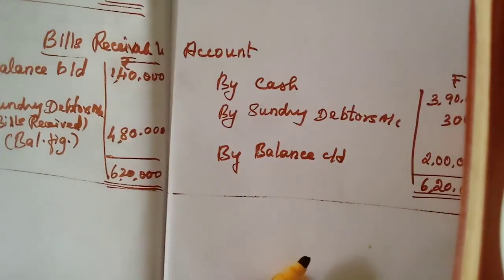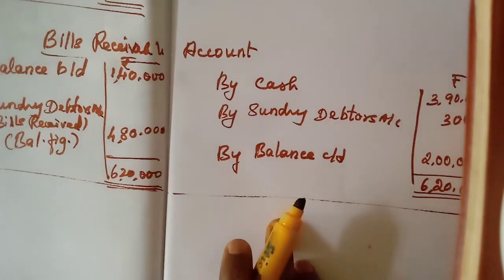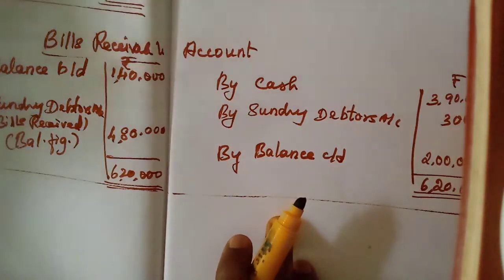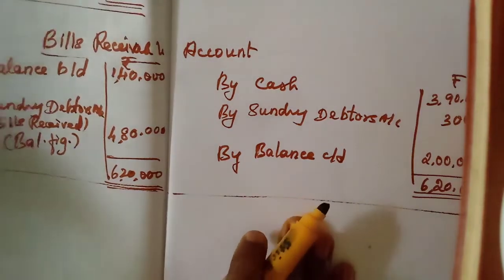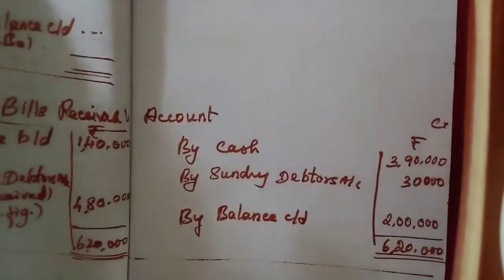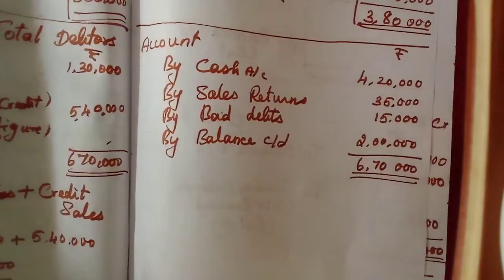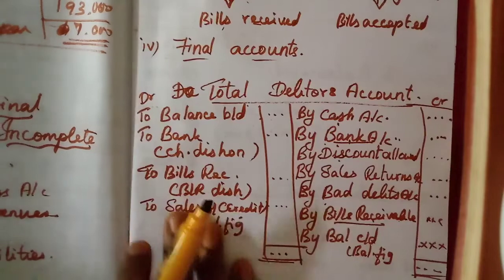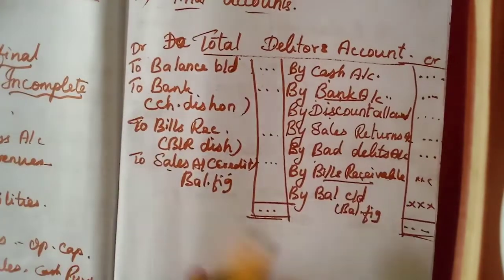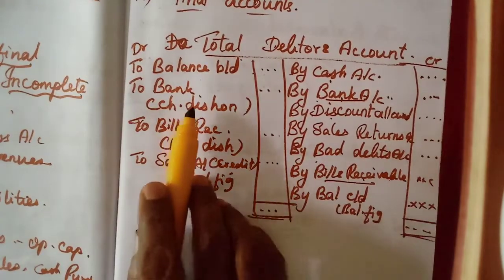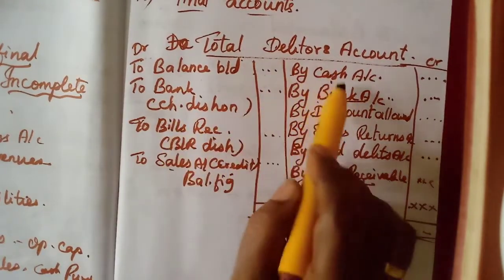Now, I told you that sometimes they will ask us to prepare both the accounts, bills receivable account and sundry debtors account. In that way, we will see one illustration. You know very well that format. The sundry debtors account format I will show to you, just for revision. First balance brought down, last balance carried down. Then here cash received from debtors.